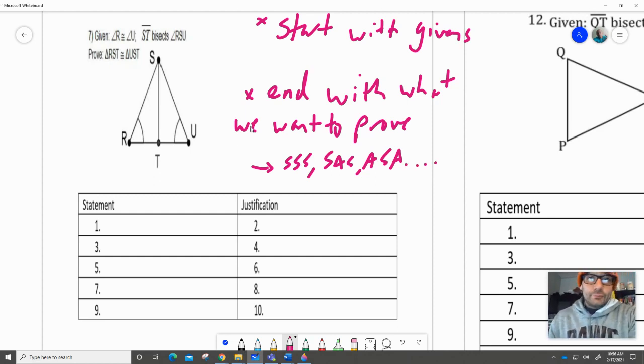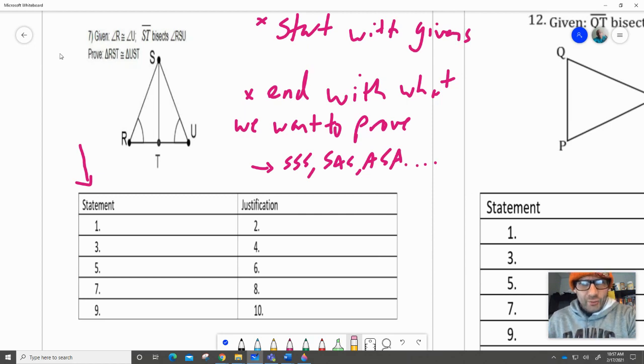Okay. So, starting with our givens, our last statement is going to be what we're trying to prove. In this one, the last statement will be triangle RST is congruent to triangle UST. And the justification is either going to be side-side-side, or side-angle-side, or one of those bad boys. Okay. So that's that. Here we're going to have all of our information organized, and in this column on the right, we're going to have our justifications for it. Our justifications may be given and some information that we talked about from the first page on the definitions and stuff like that.